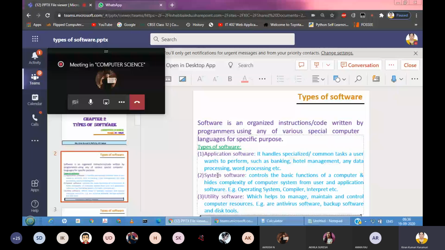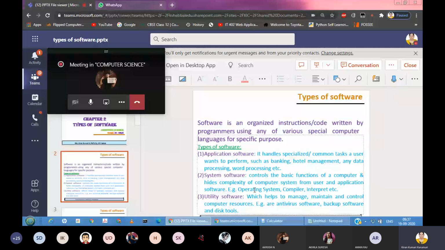Okay. Then system software. System software, what does it do? It controls the basic functions of a computer and hides the complexity of the computer system from the user and application software. For example, the operating system. We do not see that program, but without the operating system we cannot operate the computer at all, isn't it? Compilers, interpreters: whenever you are executing a program, translators are working behind the scenes. Okay, they are all system software.